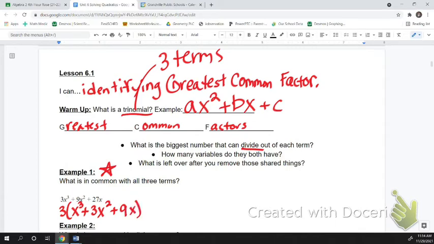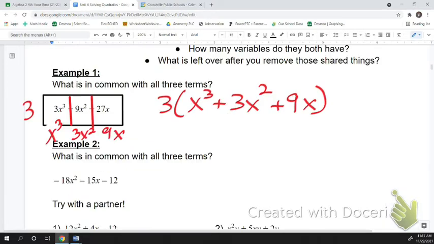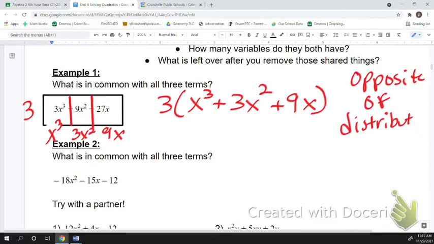Is there anything else I could factor out? No, I'm so lost. We're doing the opposite of distributing. Okay, if you want to add that there. Opposite. Is there one more thing I could pull out that's in common with all 3 terms? Anyone see it? X. So I'm going to pull out an x from each of these.